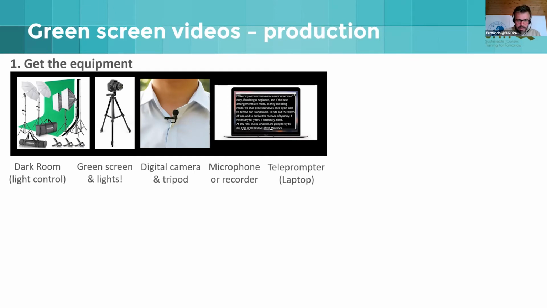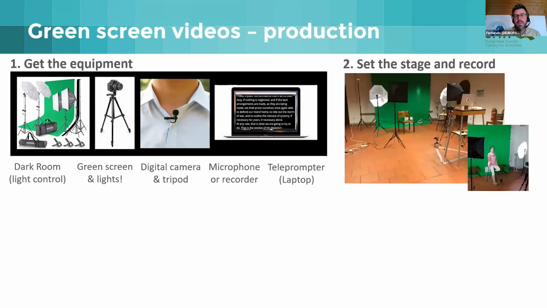Just so you know the basic equipment: you need to do it in a dark room. You need to control the light all the time, so that's why it needs to be dark. You need the green screen and a set of lights, which can be purchased for around 300 euros on Amazon. So it's not a big deal. Then you need a good camera and a tripod, a microphone, an external microphone or recording device. As we said, sound is critical, and a prompter to prepare your speech so you can read while you are being recorded, okay? Then you set the stage and hit record.